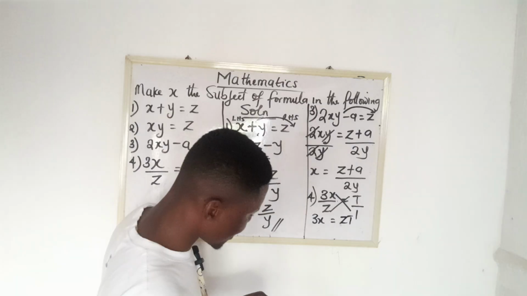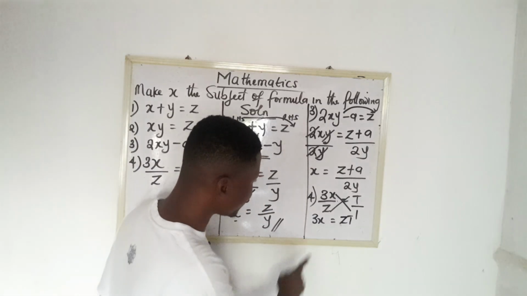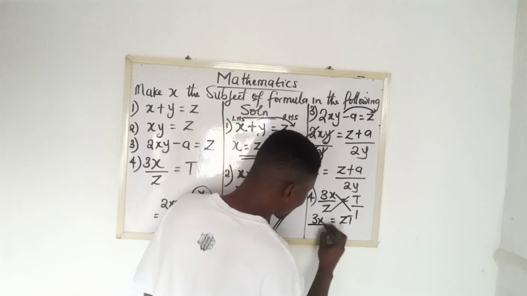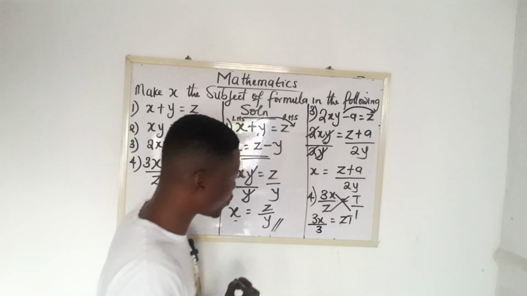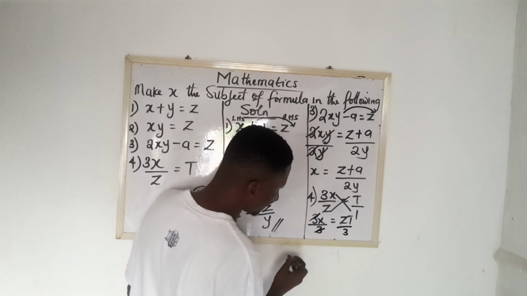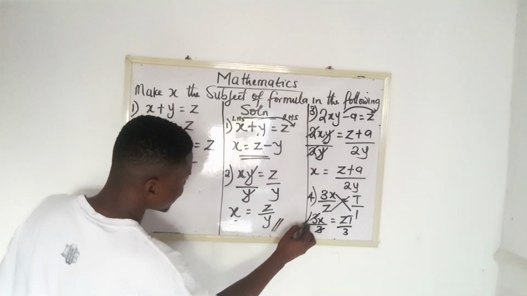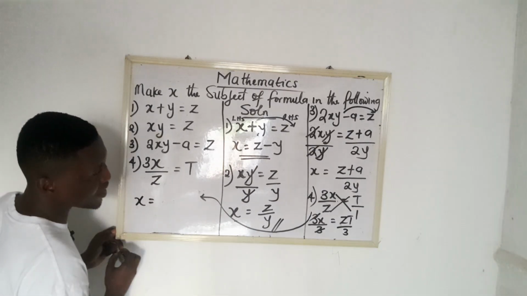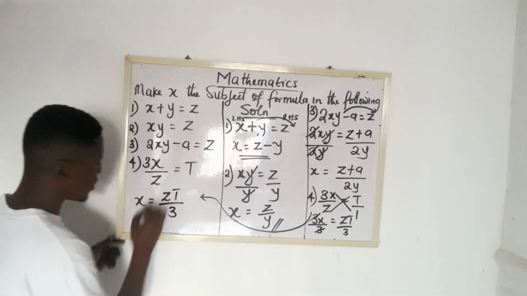So what can you observe now? That the only thing disturbing my x from standing on its own is the 3 that I have here. So I'm going to divide both sides of the equation by that thing that is disturbing my x from standing on its own, which is 3 divided by 3. So 3 goes here, and therefore, let me bring it to this side. And therefore, my x is finally equal to zt all over 3.